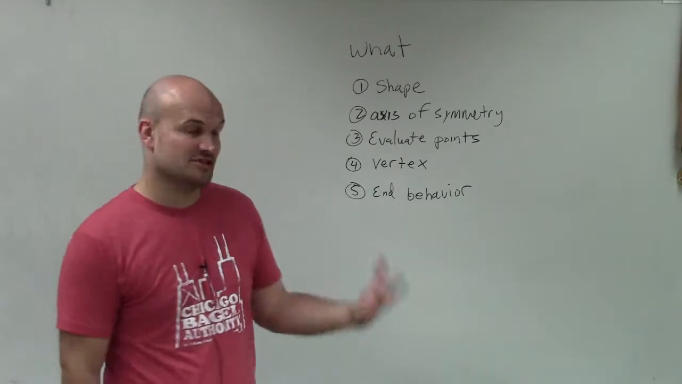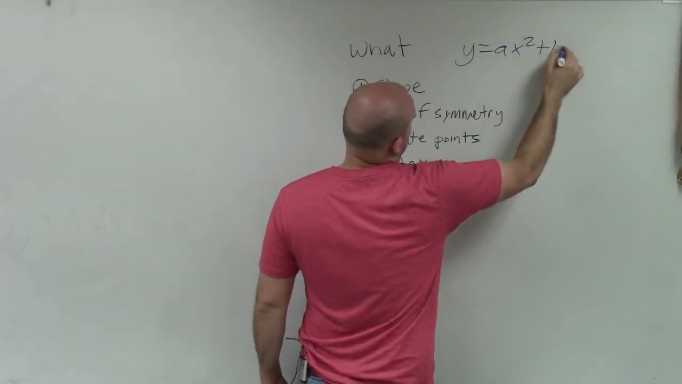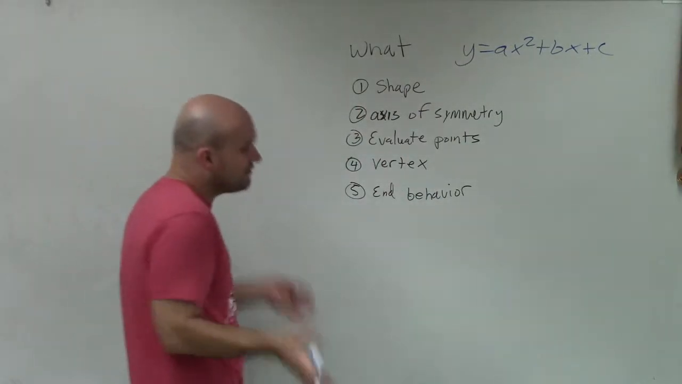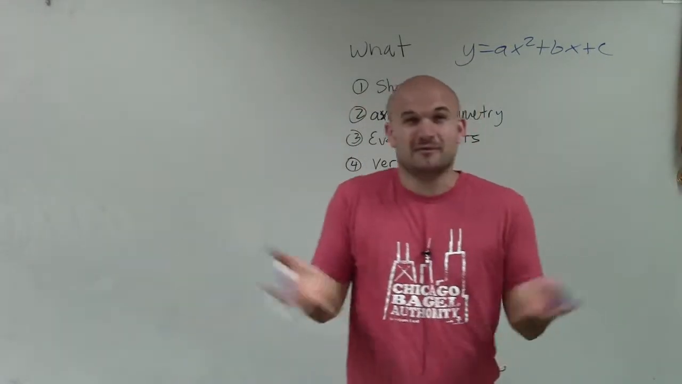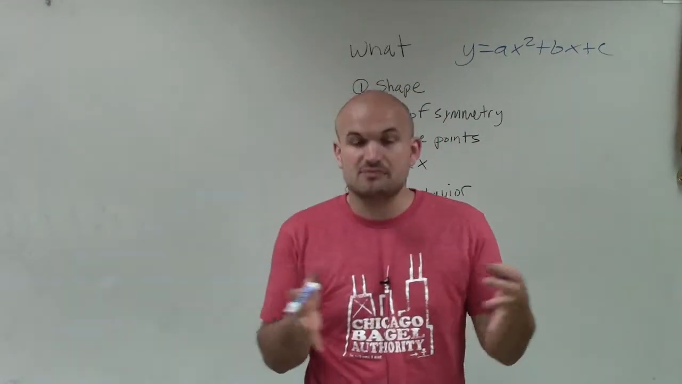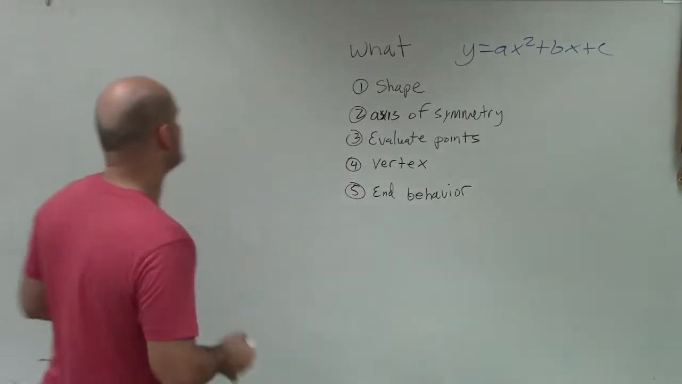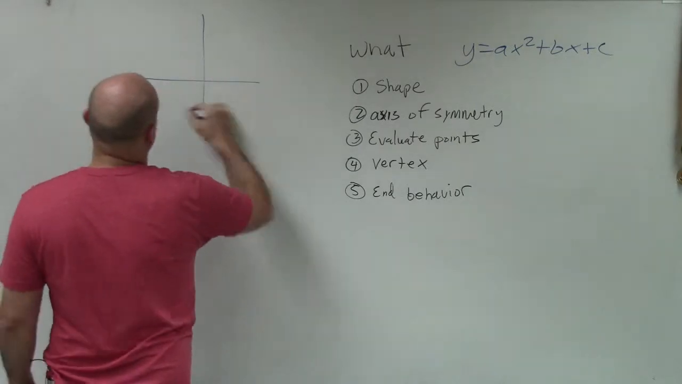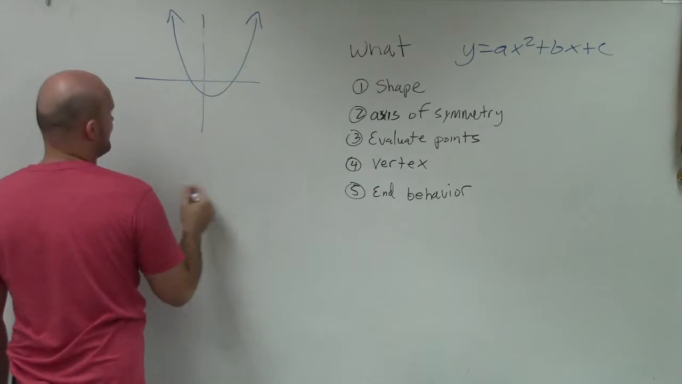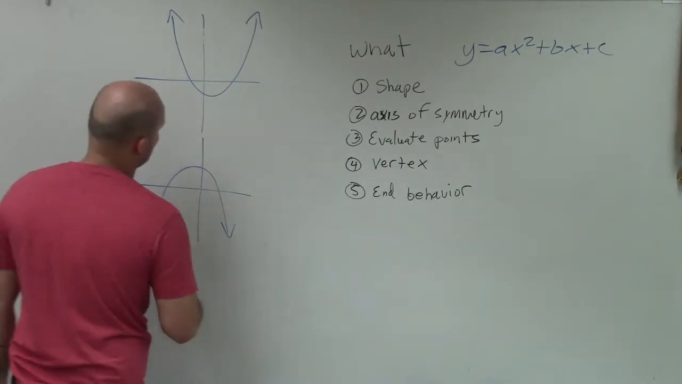in the form that it's in, which is standard form: y equals ax squared plus bx plus c, where a, b, and c are all real numbers. The first thing we need to understand, if we're going to be graphing, is the shape of a quadratic. Previously, we've learned how to graph linear equations, which produce a line. Quadratics produce a parabola, which is U-shaped, and it can either open up or open down.